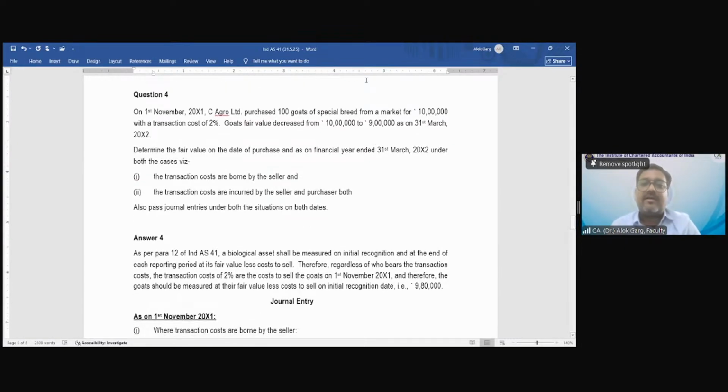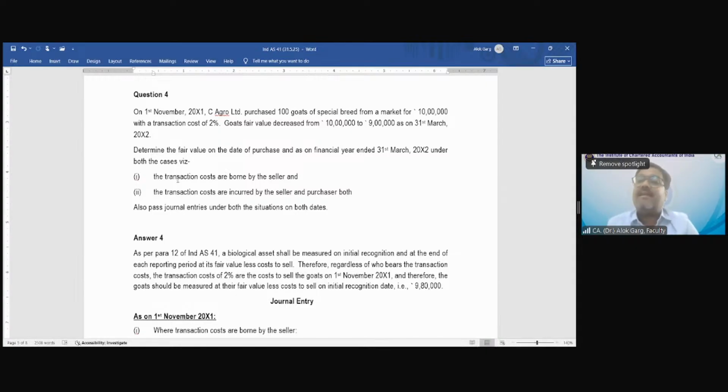So assuming the transaction cost is borne by the seller, 2%, what is my fair value? 10 lakh rupees. What is my cost to sell if I become the seller? Because I need to measure at fair value less cost to sell. So what is my fair value less cost to sell? 9 lakh 80,000.